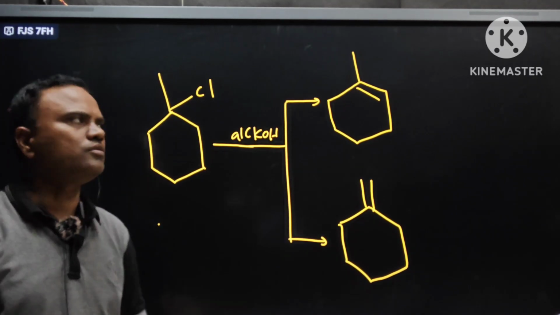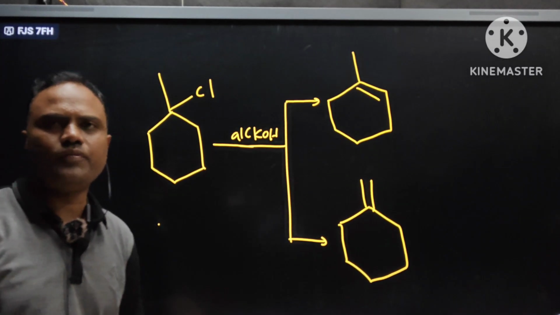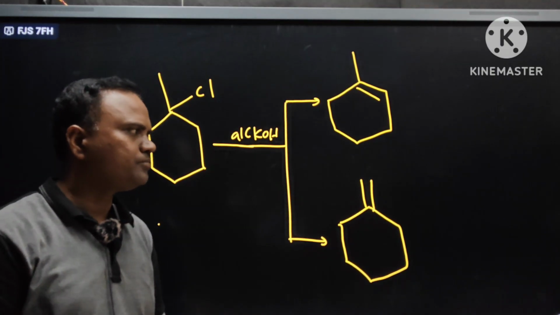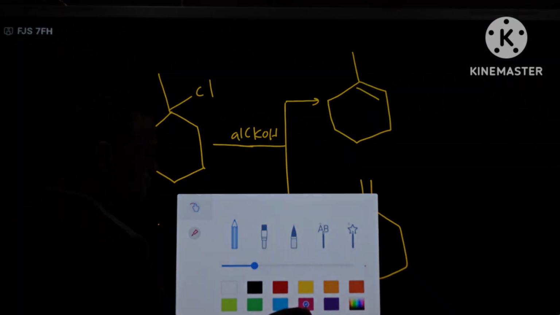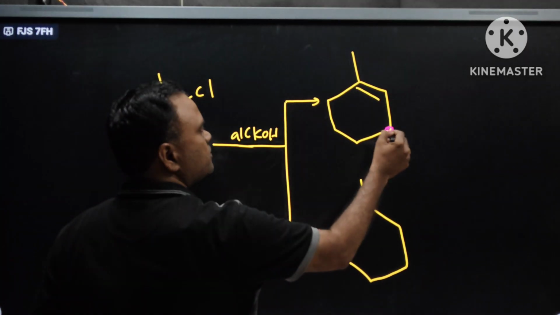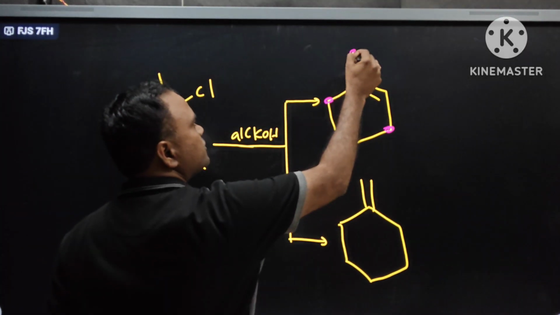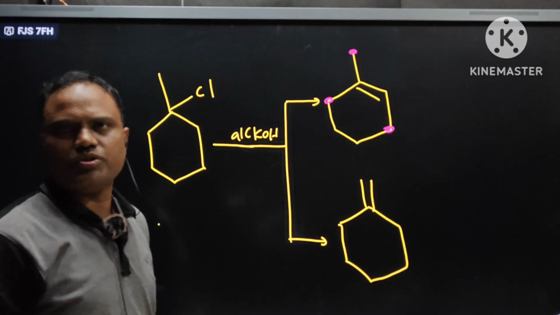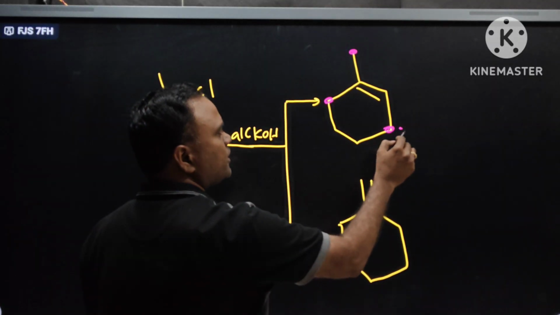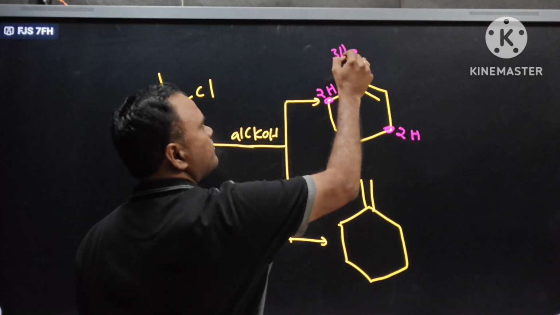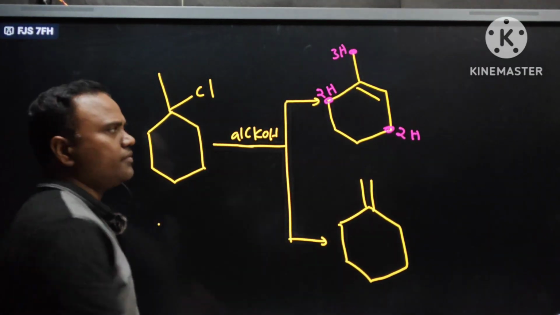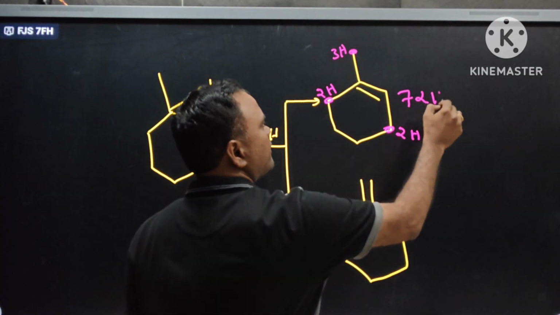Online students, first one: how many alpha hydrogens is it having? First, locate them. This is alpha, this is alpha, this is alpha. 3 alpha positions, right? Here how many hydrogens are there? 2. Here? 2. Here? 3. So in total we have 7 alpha hydrogens.